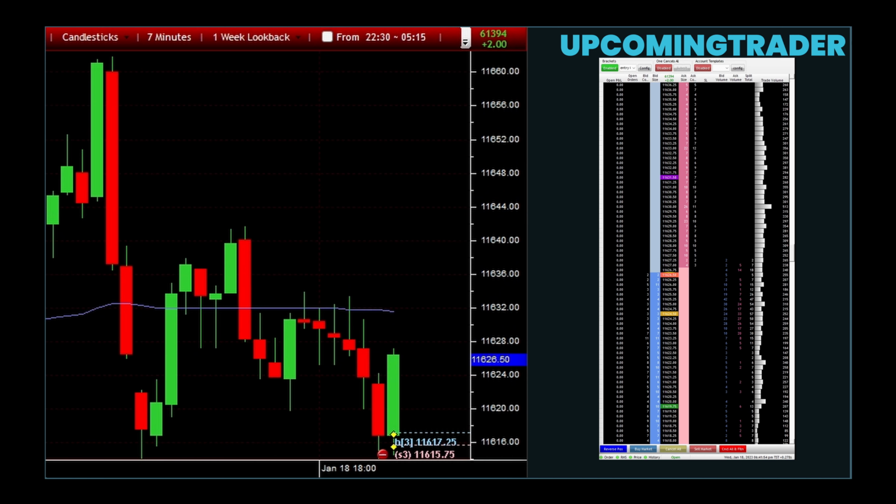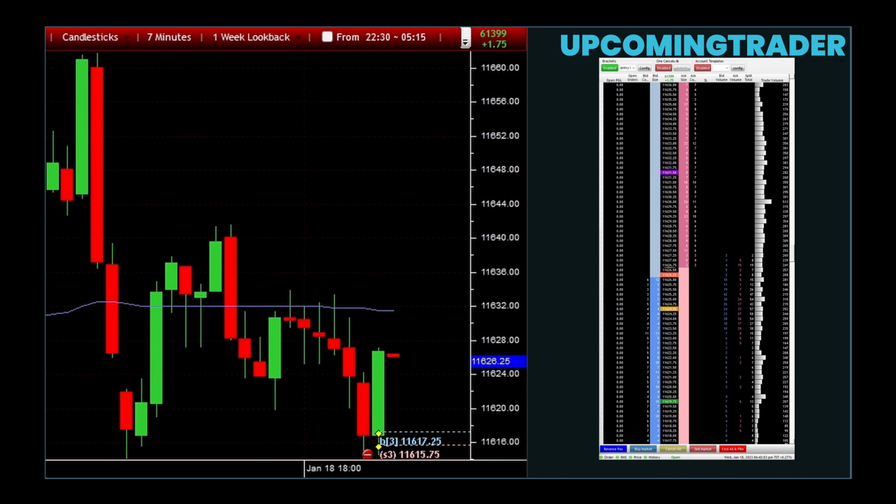When you have set your desired range, the profile will automatically display the volume bars along the price axis. These bars represent the trading volume at each price level within the selected range, giving you a visual representation of where the most activity occurred.